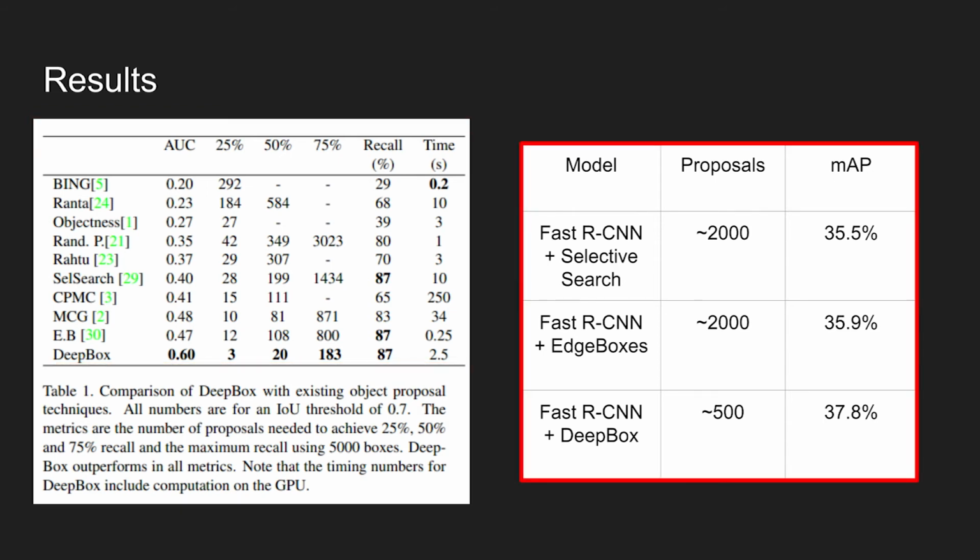And on the right is the result of DeepBox when it's paired with the object detection model, which is FastRCNN. From the top, FastRCNN with selective search, which makes about 2,000 proposals, has a mean average precision score of 35.5, whereas when using FastRCNN with edge boxes, we get a mean average precision score of 35.9. And lastly, we see that FastRCNN with DeepBox pair makes about 500 proposals. So it's taking only the best 500 proposals. And when using this, they get a mean average precision score of 37.8, which is higher, about 2% higher than edge boxes and selective search.